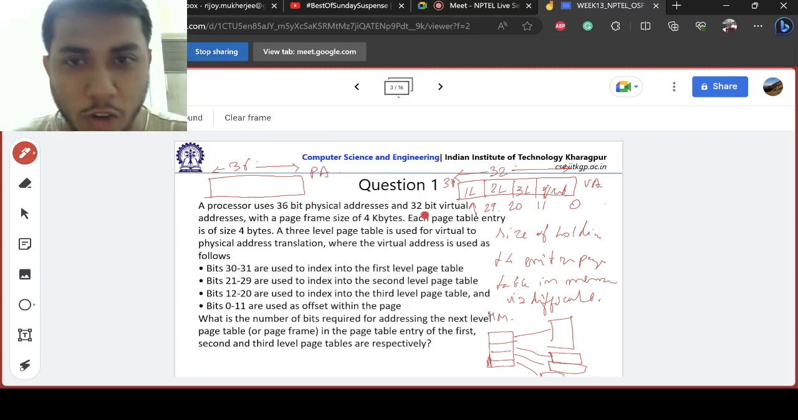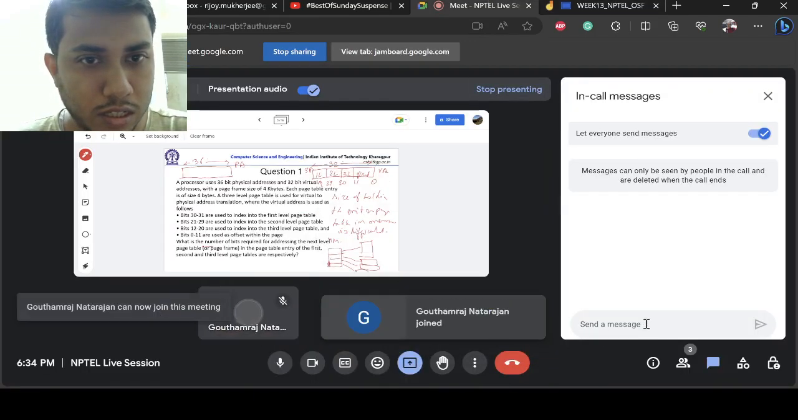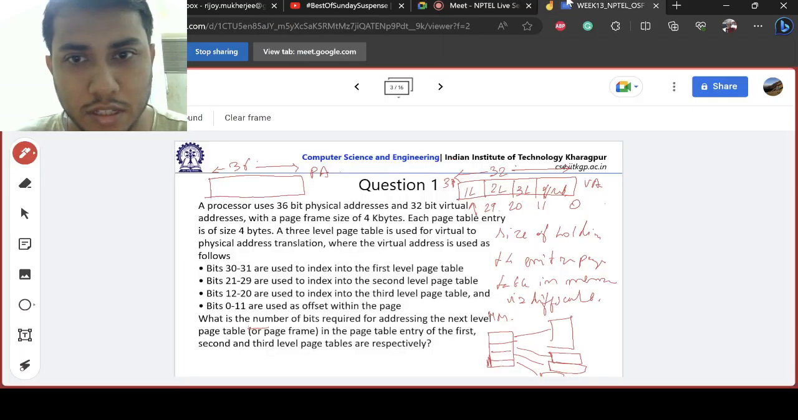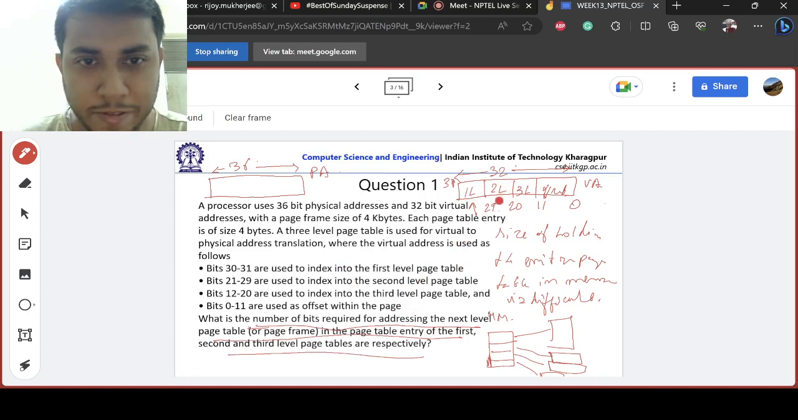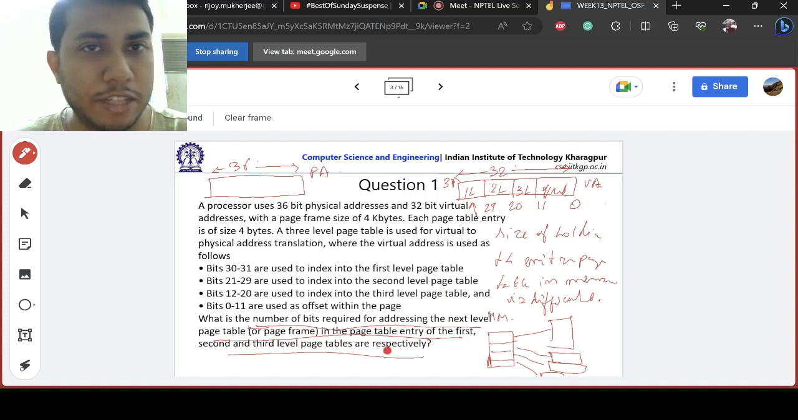The question is, how many bits are required? The question arises is the number of bits required for addressing the next level page table in the page table entry of the first, second, and third level page table. So how many of these bits are required to address the next level page table in the first level, third level, and second level page tables?